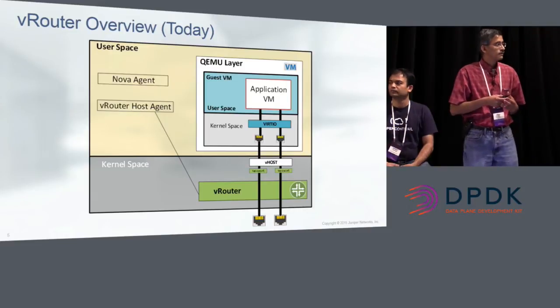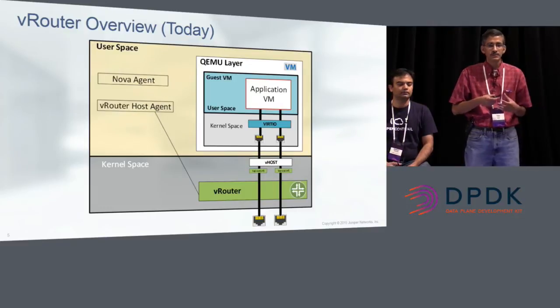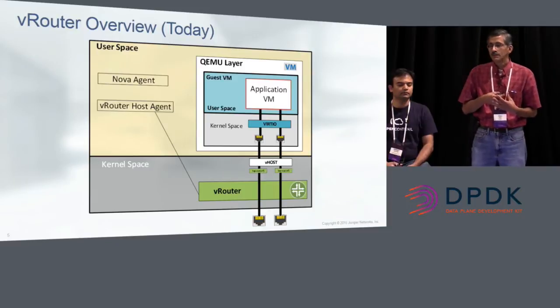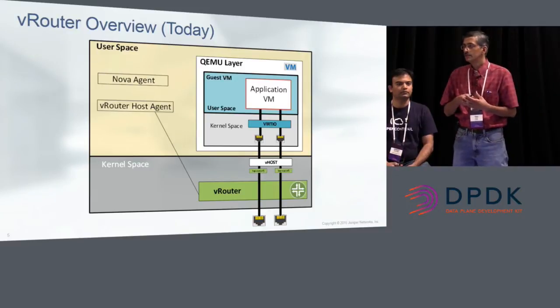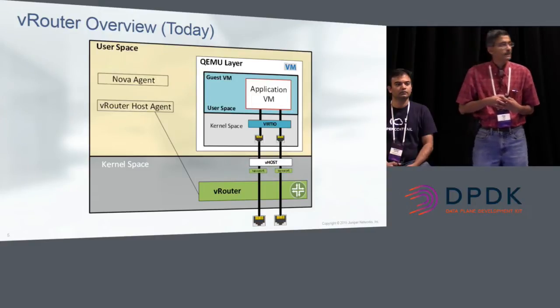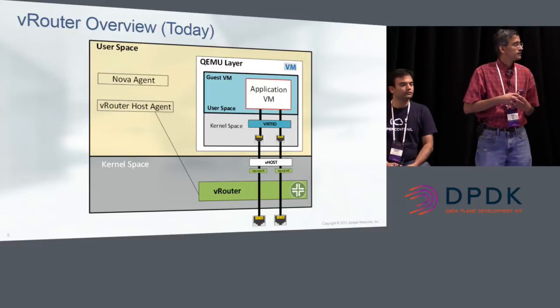So in today's talk, I'll focus on where we started, which is with a kernel module. So the vRouter would sit inside the Linux kernel. And I'll talk about our experiences with that and what some of the issues were and what the motivations were with respect to moving towards DPDK, and also our experience with integrating the vRouter with DPDK.